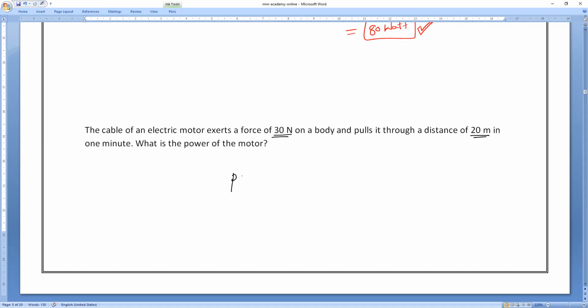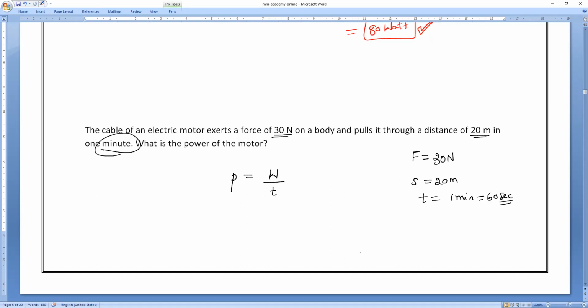We all know power is equal to work done by time. The given force is how much? 30 newtons. Distance is how much? 20 meters. And time is 1 minute, which is 60 seconds. 1 minute means 60 seconds.